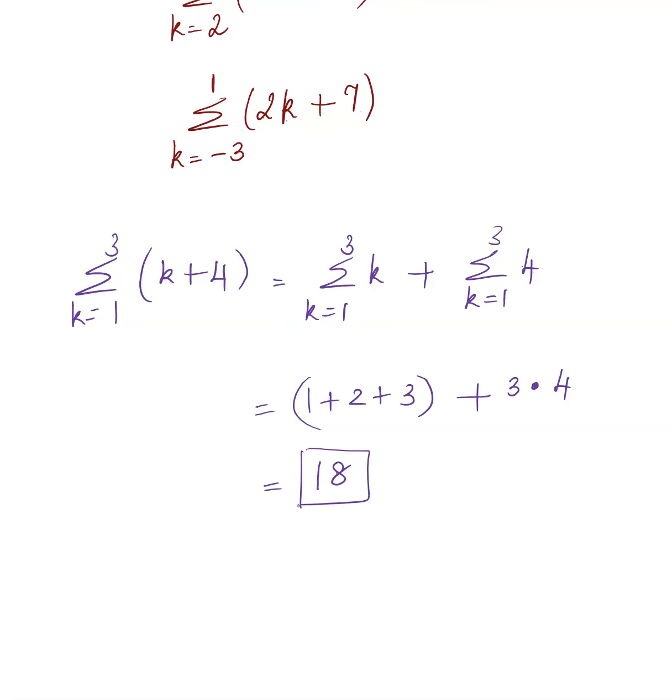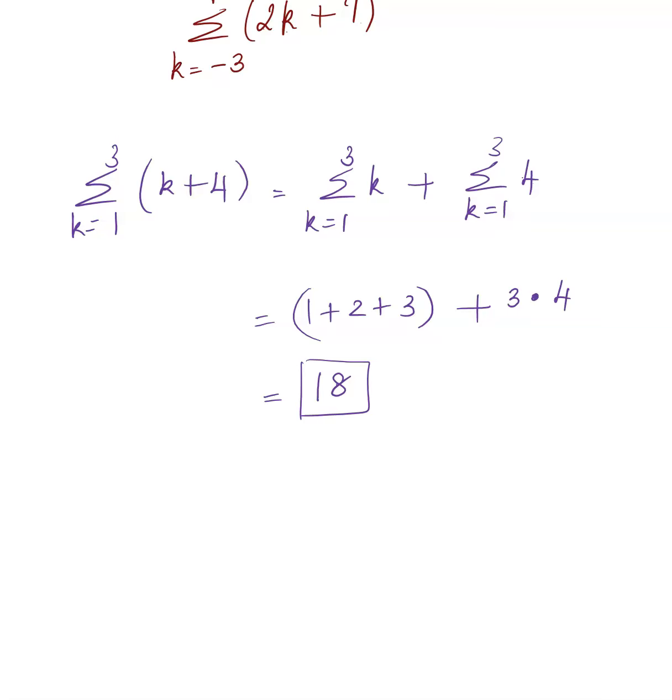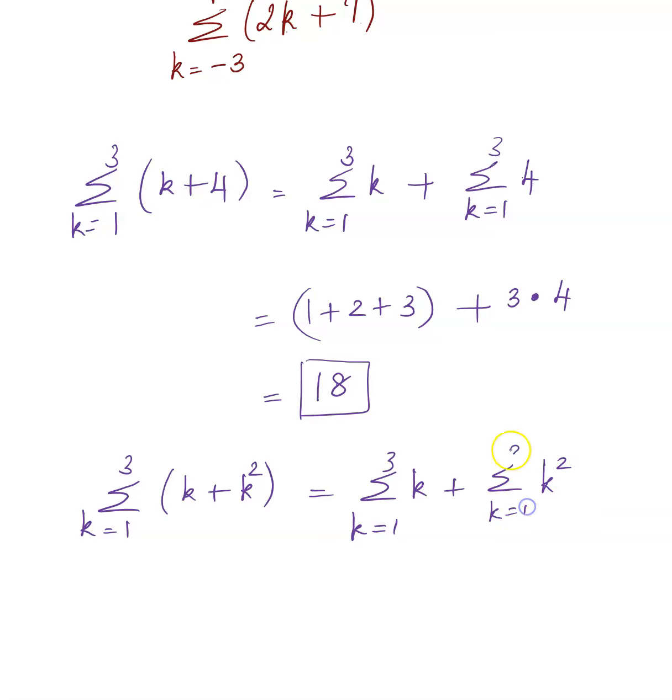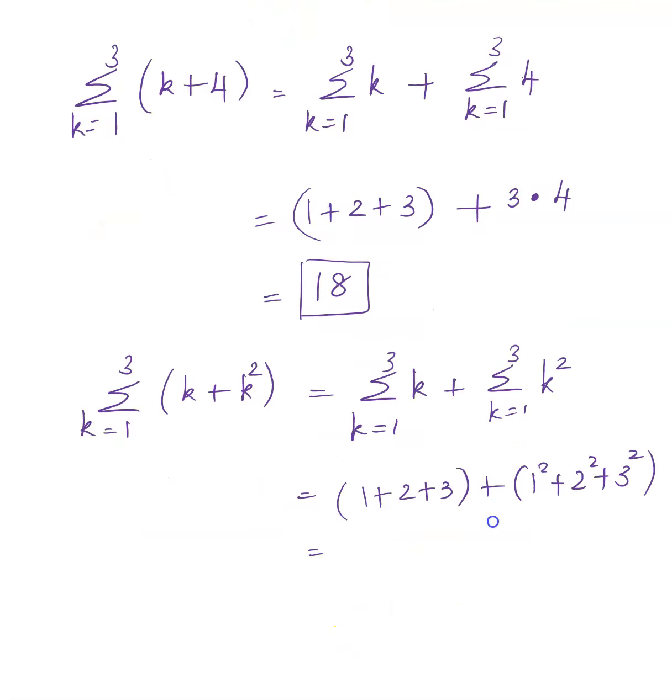Now what if we had to do summation k 1 to 3 of k plus k squared? Same thing: summation k 1 to 3 of k plus summation k squared, k 1 to 3. So for this you'll have to do 1 plus 2 plus 3, but here you'll have to do 1 squared plus 2 squared plus 3 squared. You need to compute all that to get the answer.